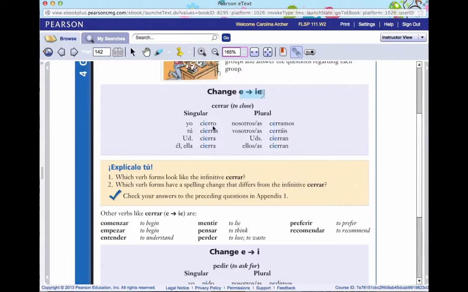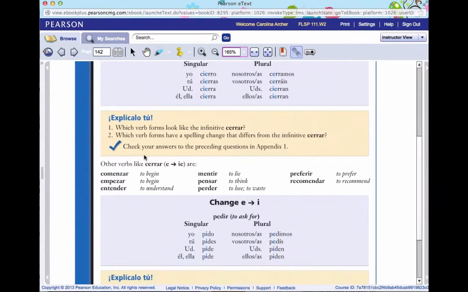Yo cierro, tú cierras, usted cierra, él, ella cierra. Nosotros and vosotros, as I told you before, are always going to be regular, so they don't change. Cerramos, cerráis, ustedes cierran, ellos, ellas cierran. And down here you have a group of verbs that conjugate the exact same way, that are verbs like cerrar. They change from E to IE.